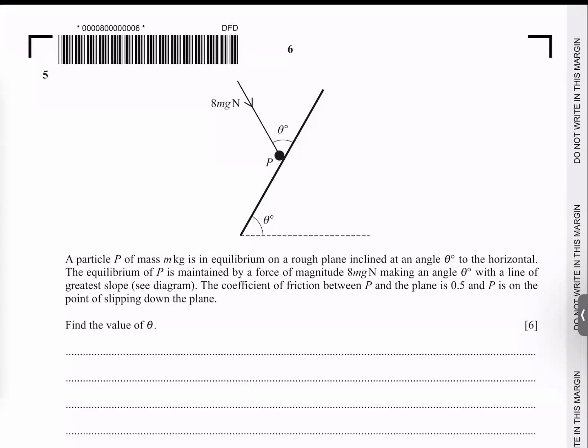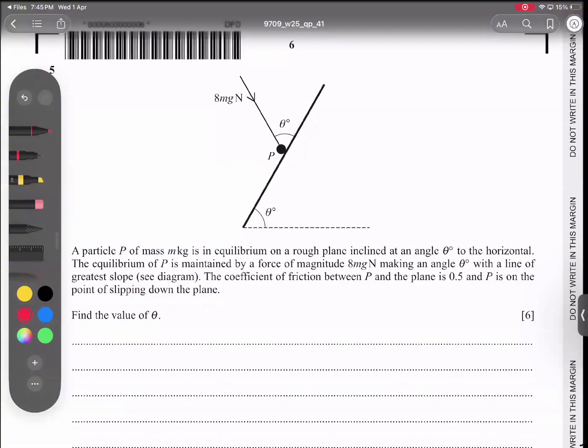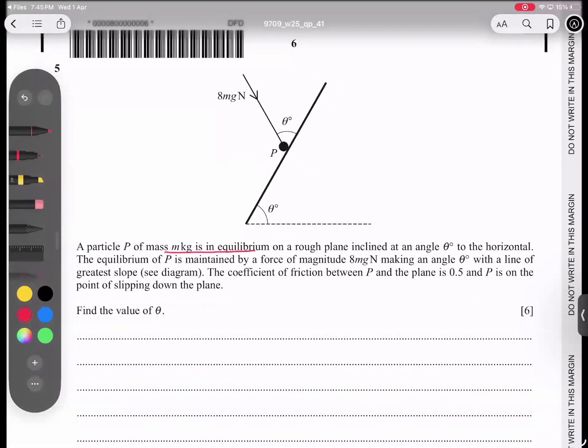So question number 5, let's read the question carefully. It says a particle of mass 5 kilograms is in equilibrium. When I say equilibrium, it means acceleration is naturally equal to 0. The force acting is 8 mg from the top, the coefficient of friction is given as 0.5, and the point P is on the point of slipping down. About to move down, so naturally friction will be backwards.